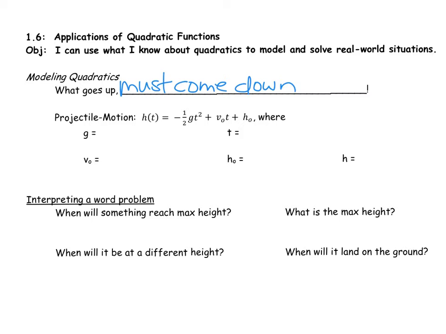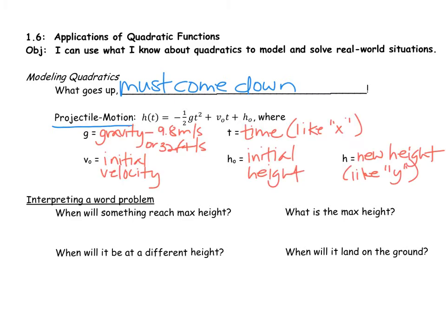If something is projected into the air and it comes back down to Earth, it'll follow the path of a quadratic function. When the projectile goes up in the air, we have a projectile motion equation. H of t equals -1/2 gt squared plus v_0 t plus h_0. There's a lot of content here, so we're going to break down each of the variables.